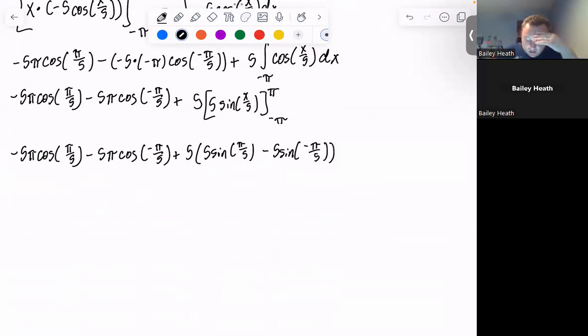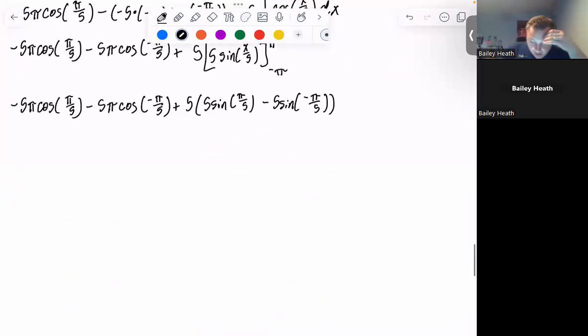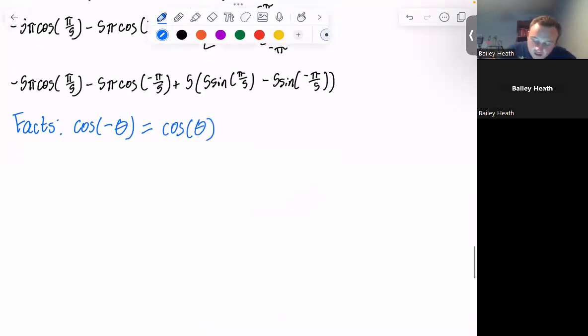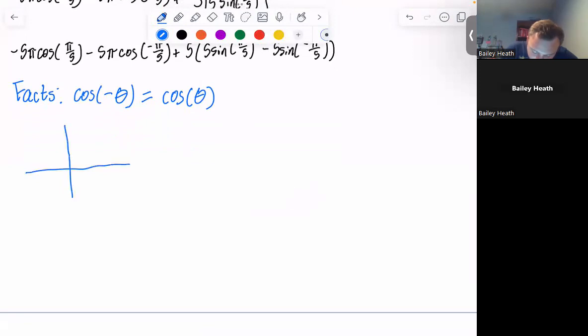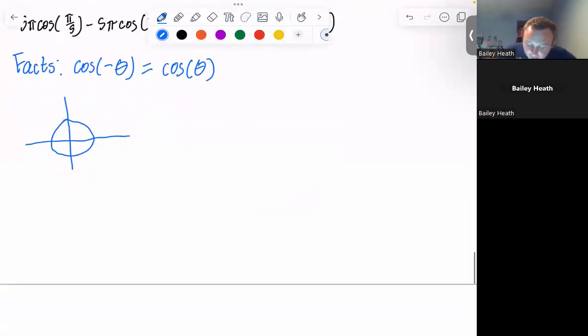Now, here is where I'm going to use a couple of key facts about sine and cosine. First, cosine of negative theta, I claim, is equal to cosine of theta. And here's why. Let me explain this real quick. If we think about the unit circle, maybe just for example, if I start here and I go theta radians in this direction, maybe that takes me here. Let's call this angle theta.